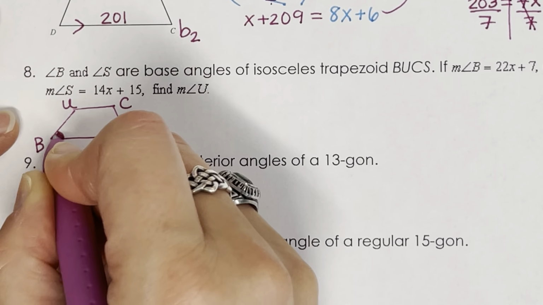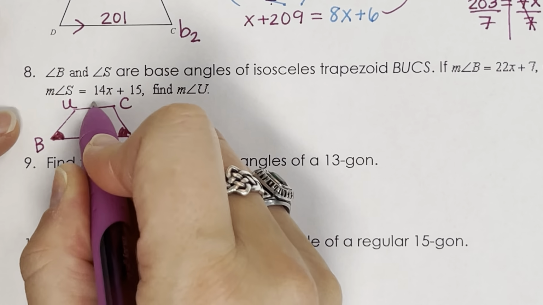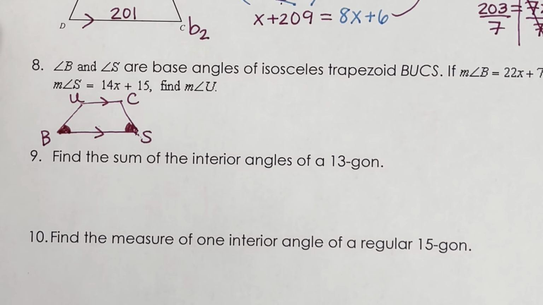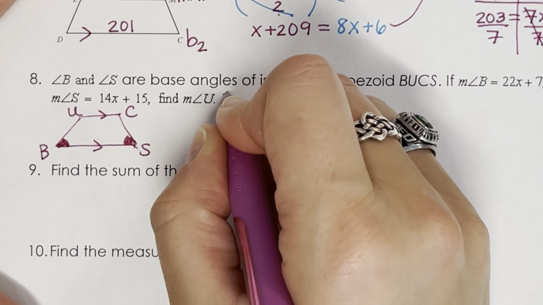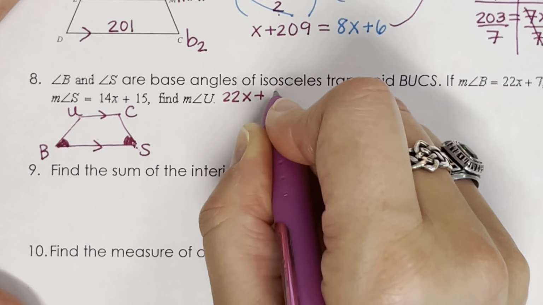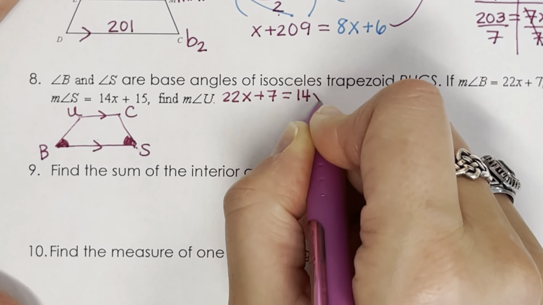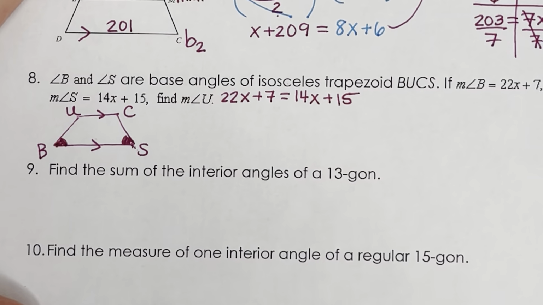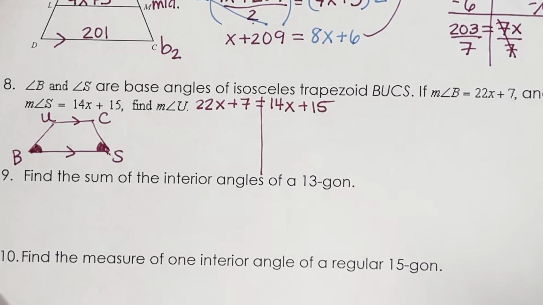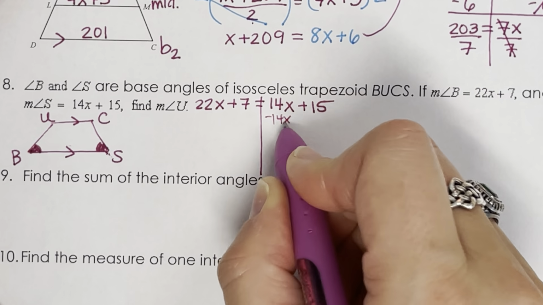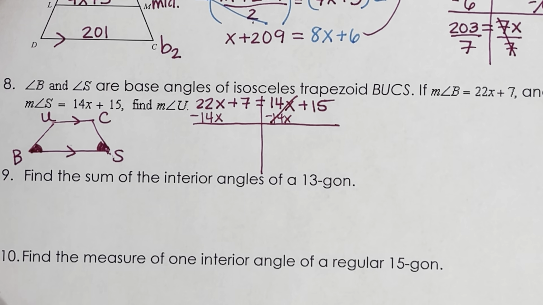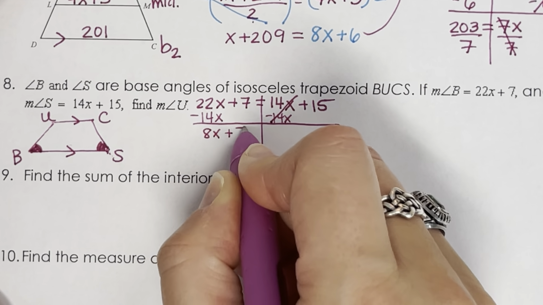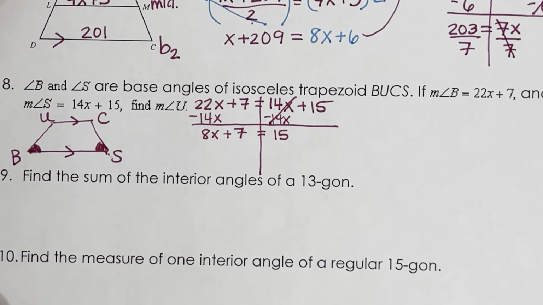Now, because they're both on the same parallel line, these two are congruent. And because they are congruent, I'm just going to set my two equations equal to each other. So I'm going to do 22x plus 7 equals 14x plus 15. I'm going to solve for x. I'm going to write really tiny because there's not a lot of space. So I'm going to subtract 14x from both sides to get all my x's together. I get 8x plus 7 equals 15.